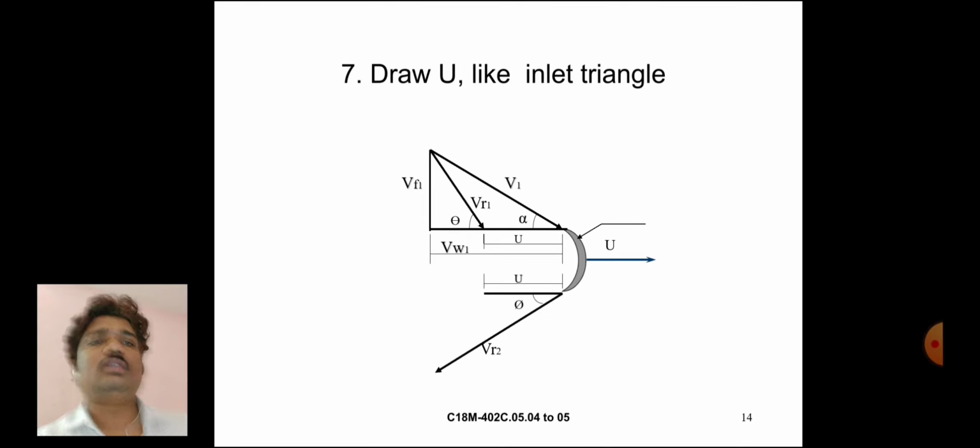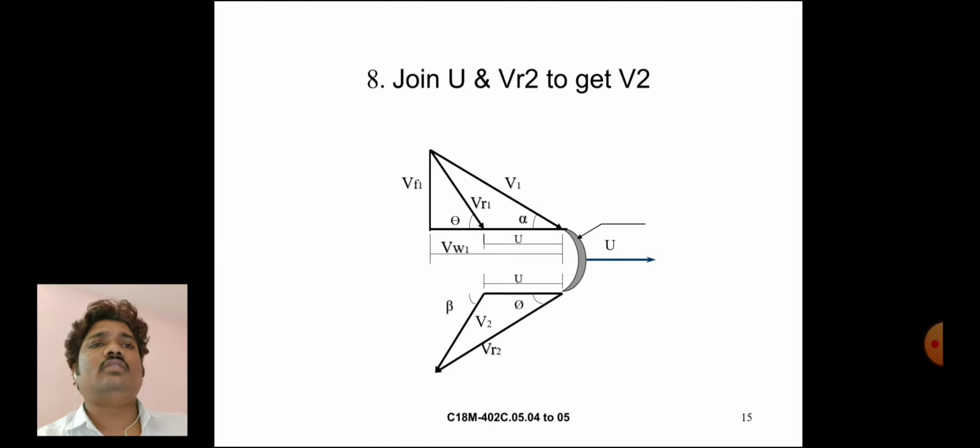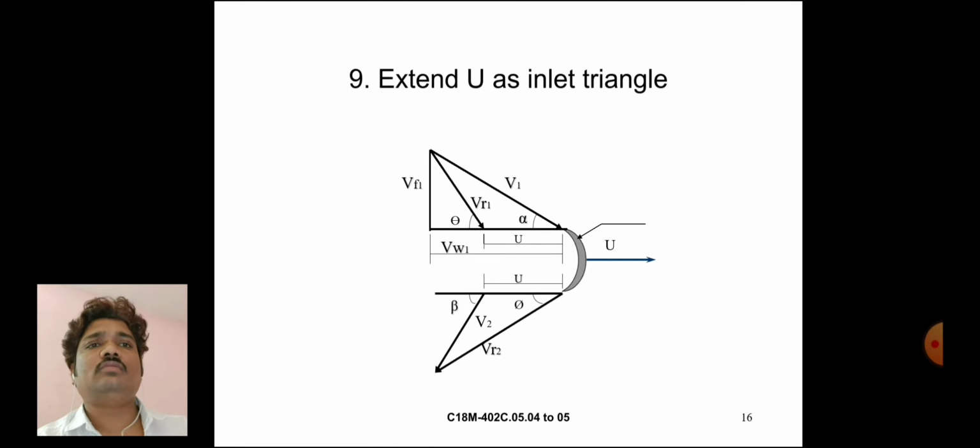Draw u in the inlet triangle. Join u and VR2 to get V2. Extend u in the inlet triangle. The blade velocity may be extended in the inlet triangle. To get this figure, u may be extended, as shown in this figure.